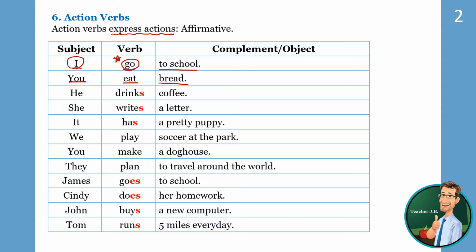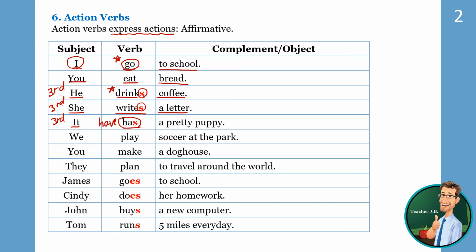He drinks coffee. He is the subject, drink, and we have an S because he is third person singular. He drinks coffee. The action is drinks, and then coffee is the object. She, third person singular, so we have an S. She writes a letter. So this is the verb, and this is the object. It, again, this is a third person singular.